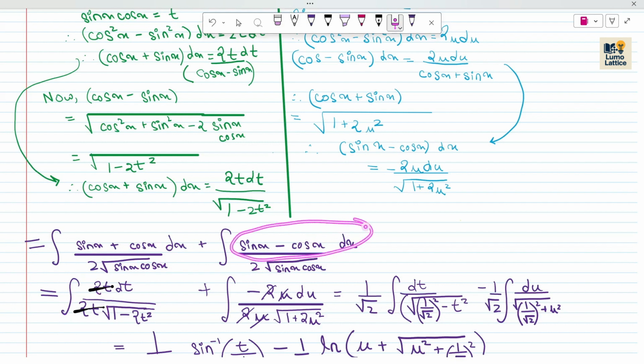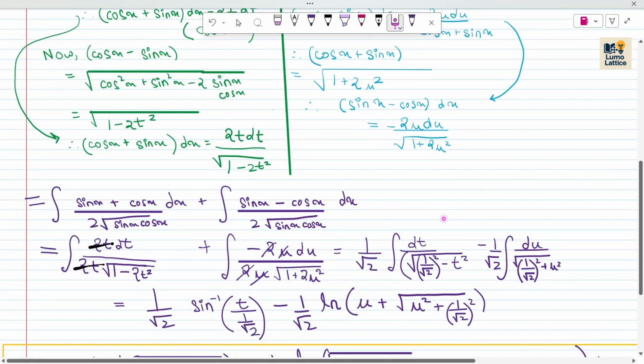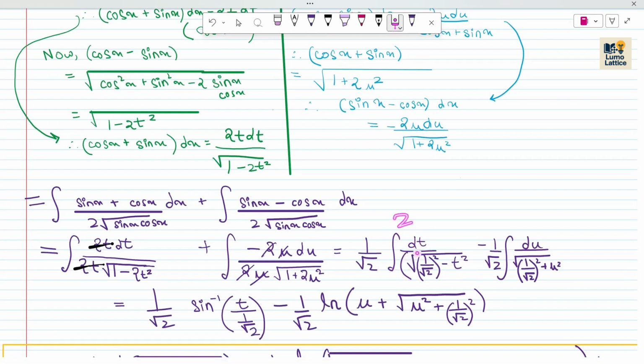Here this turns out to be minus 2u du by root over 1 plus 2u square, and we cancel out the 2u and on the other side the 2t. Now from the denominator inside the root we take a 2 common. So when 2 comes out of the root, it turns out to be root 2. We have done this on both sides. I repeat what we have done: we have taken a 2 common, and when it comes out of the root, it turns out to be root 2. We have done this on both sides, and now we have applied the simple formula of integration.